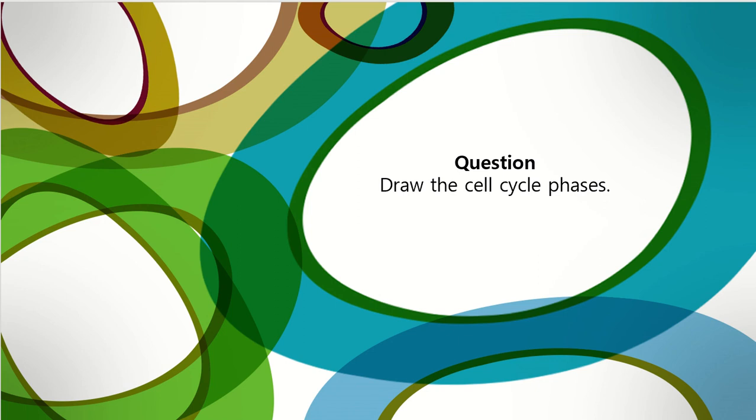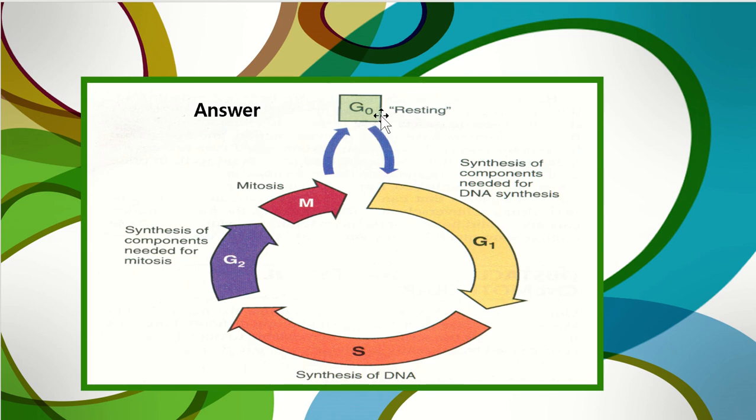All right, so we have another question. Draw the cell cycle phases. So I hope you can remember it. I've looked at it a number of times, so just see if you can remember the phases. All right, so if you had your resting phase followed by your G1, which is your synthesis of the components needed for DNA, and your S phase, the synthesis of DNA, then your synthesis of components needed for mitosis, and then mitosis, then you are indeed correct. And we need to know that so that we can remember, for example, the phase specific drugs, where they act.